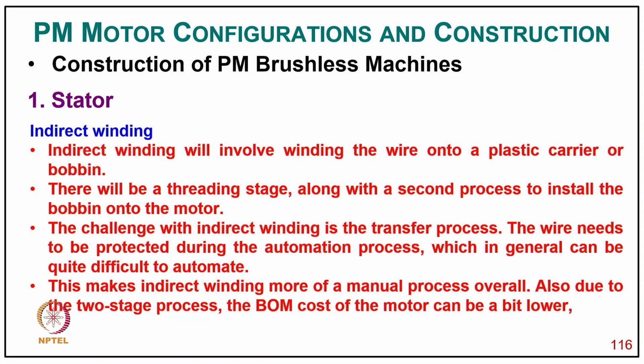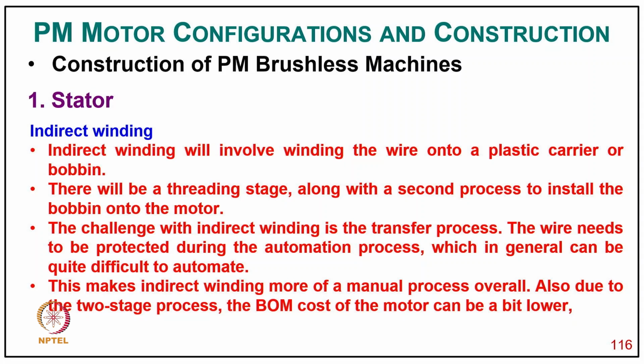So another is indirect winding. Indirect winding involves winding the wires onto plastic carriers or bobbins, and there is a threading stage along with a second process to install the bobbin on the motor. The challenge with indirect winding is the transfer process. The wire needs to be protected during the automation process, which can be quite difficult to automate, and this makes indirect winding more of a manual process overall.